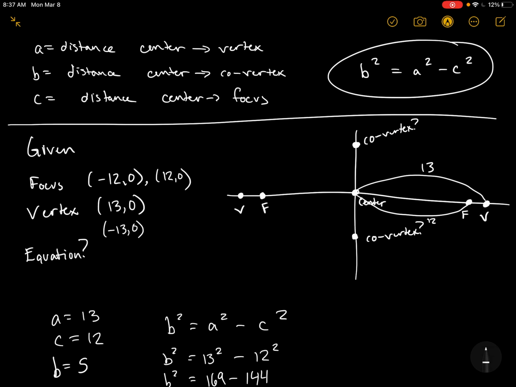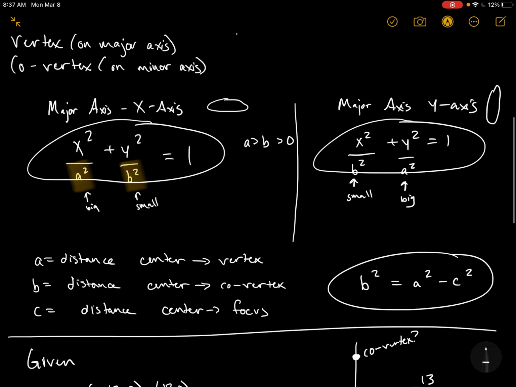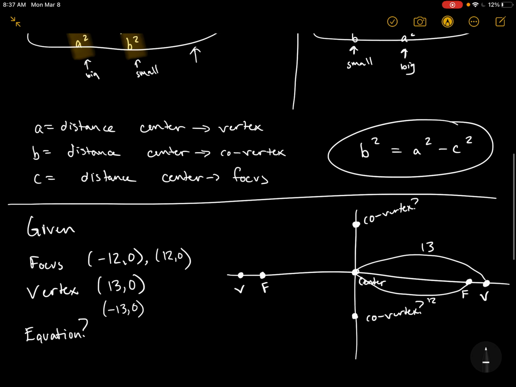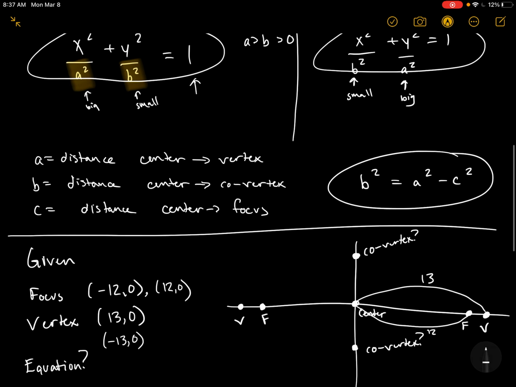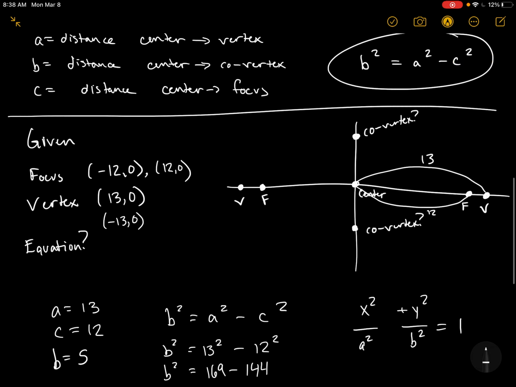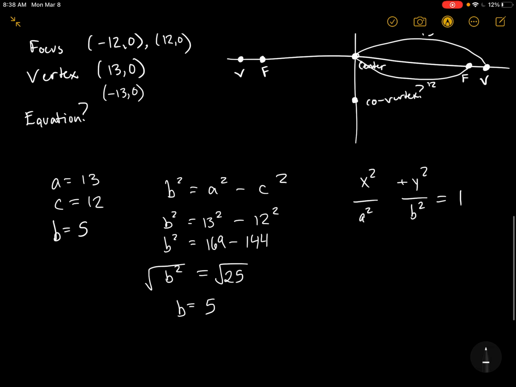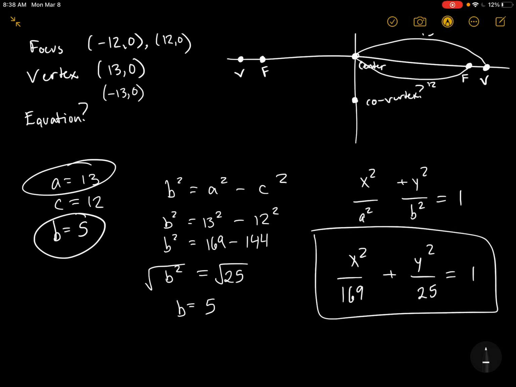Okay, so going back to our equations from above, we know that this is going to be a long left to right ellipse, so we're going to use this equation here. So x squared over a squared plus y squared over b squared equals 1. And we just solve for a and b. So we have a, we have b, so we can plug those in. So x squared over 169 plus y squared over 25 equals 1. And we've successfully solved for that equation.